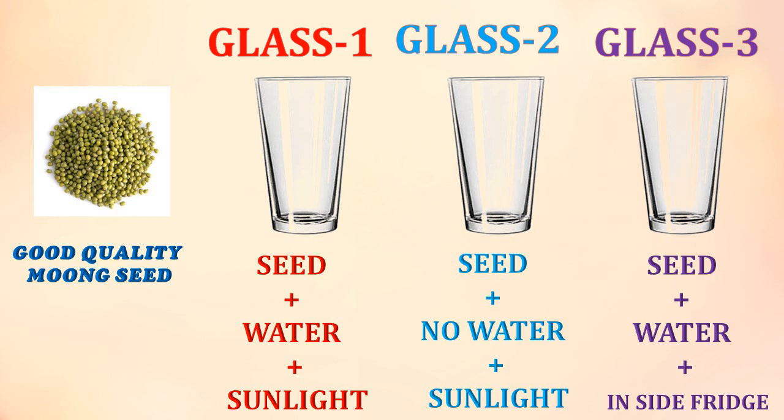So we can conclude that for the process of germination, a seed requires a good amount of water, sunlight and air. Here we can see in all 3 cases air is available, but in the second case there is no water, and in the third case there is no warm temperature.